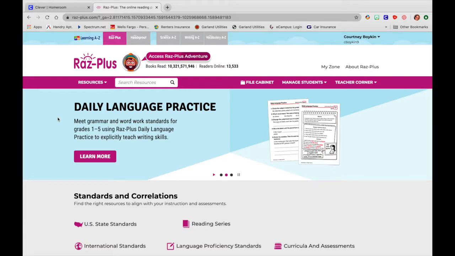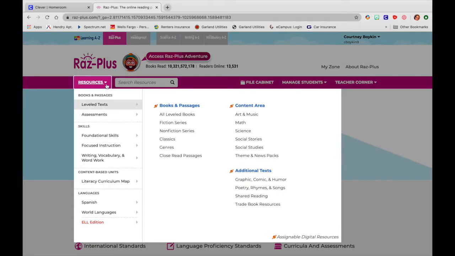We are still looking at our Raz Plus platform, and today we are going to look at a section called Focused Instruction. So as always, I logged on to my Clever DISD. I clicked on Learning A through Z. I made sure that I clicked on my Raz Plus.